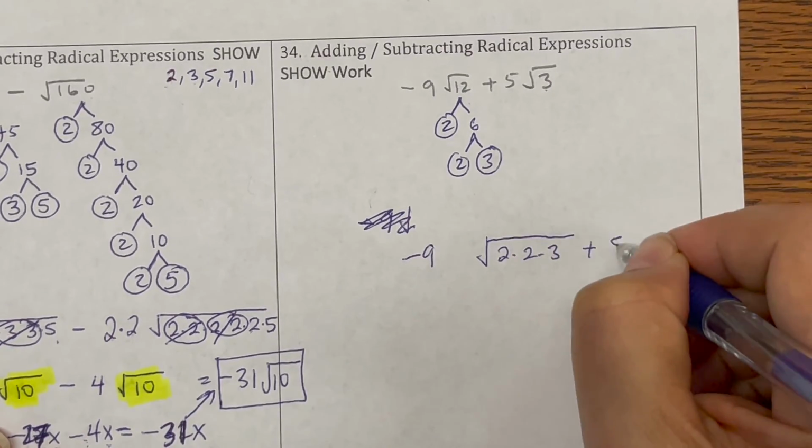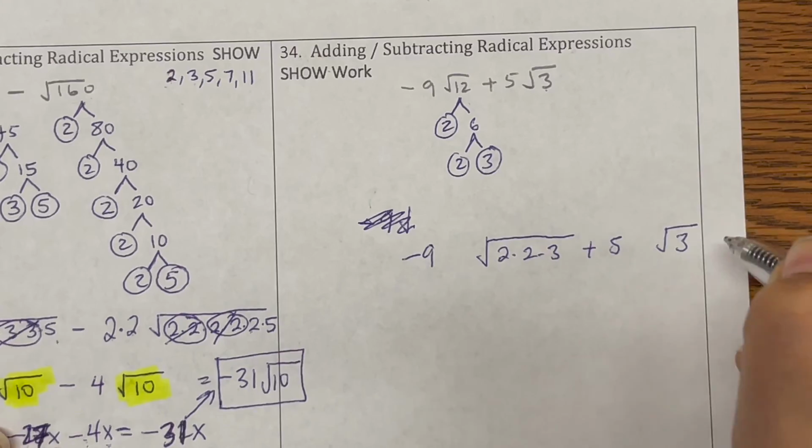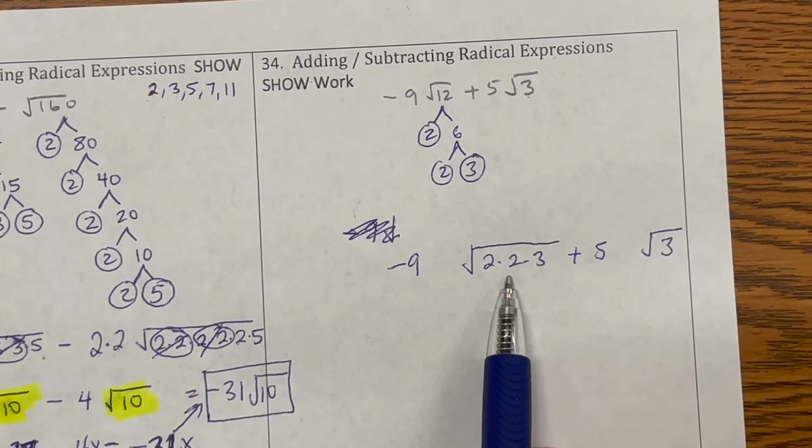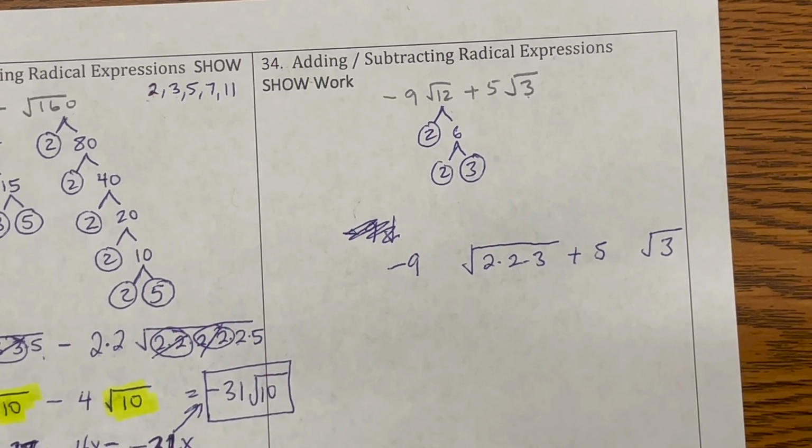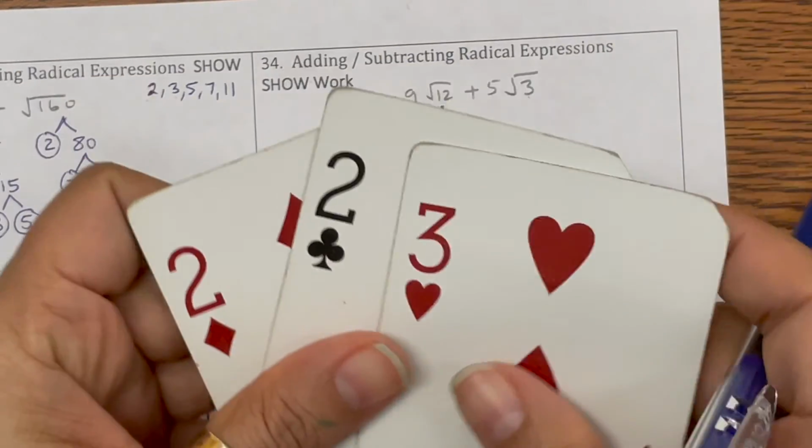Plus, there's a 5 here. Leave a little space. And then a 3 here. So I'm going to give myself this hand: 2, 2, and 3. So what do you see?